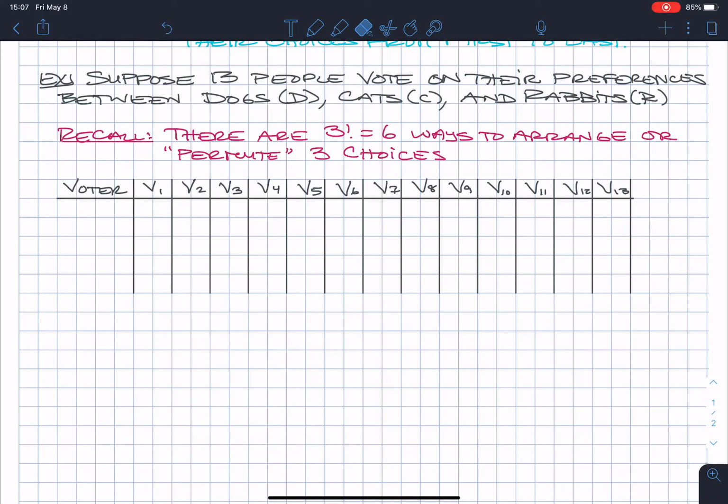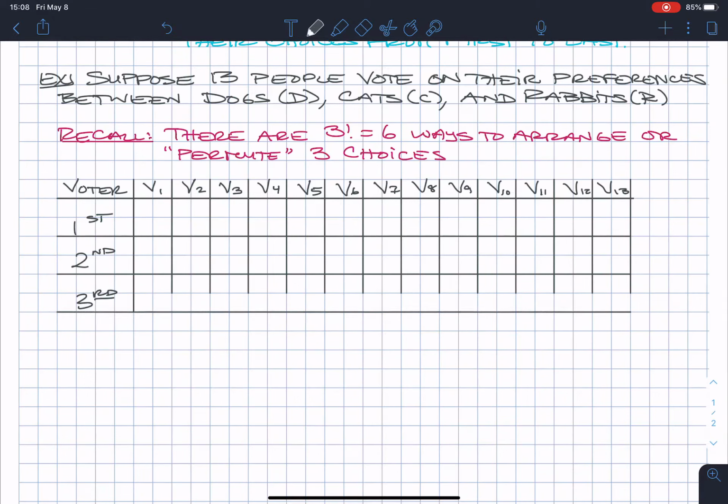Okay, so now I want to say what is their first, second, and third choice. So let's do first choice here, second choice here, and then third choice here. I guess I should have made those a bit longer. Each voter has one column and three choices: dogs, cats, or rabbits. So how does each voter choose?